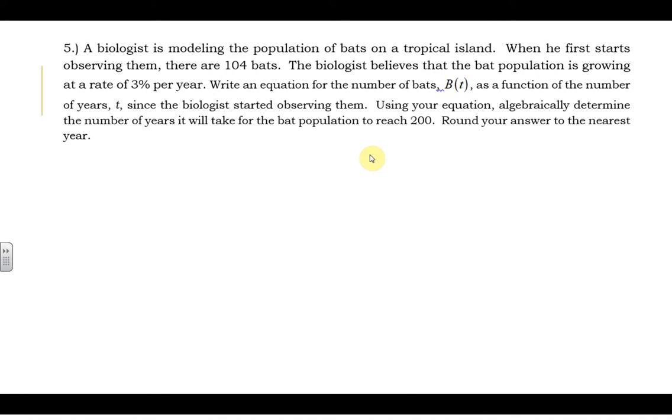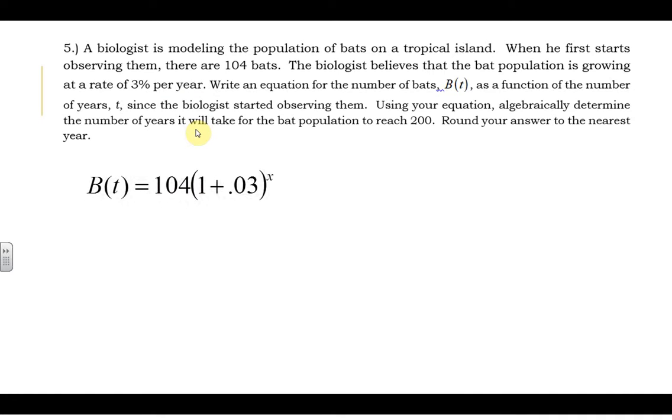All right, a word problem. A biologist, blah, blah, blah. He's observing bats, and there's 104 bats when he starts. He believes the bat population is growing at a rate of 3% per year. Write an equation of the number of bats as a function of the number of years since the biologist started observing them. And now we're going to use the equation to algebraically determine the number of years it will take. So that's why this is part of logs.